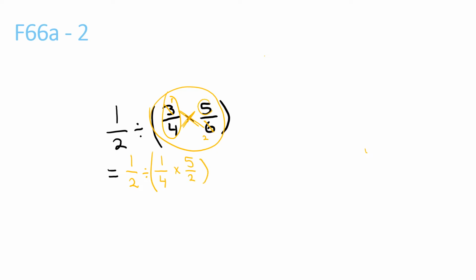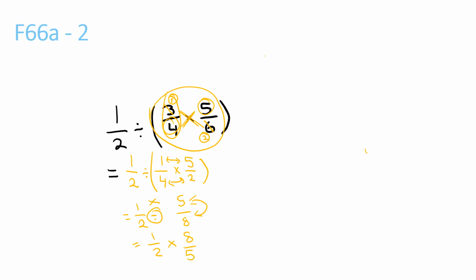Since you have the 5 and the 2, and the 1 and the 4, that would be 1 over 2 divided by, bracket, times 1 and 5, 5, and times 4 and 2, 8. But you don't need the brackets anymore. Since it's division, you swap the sign for multiplication, and by doing that, you have to swap these two around. So your next one would be a half times 8 over 5.